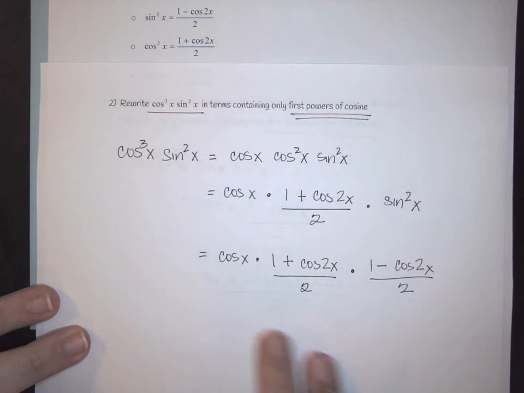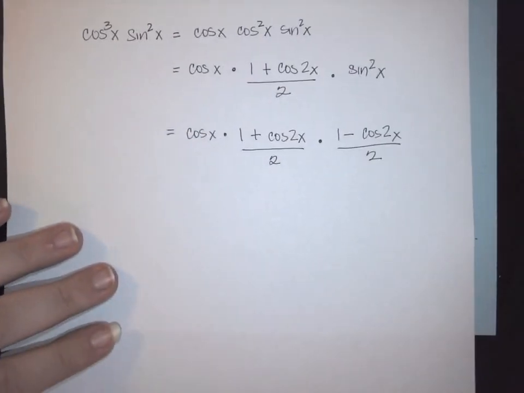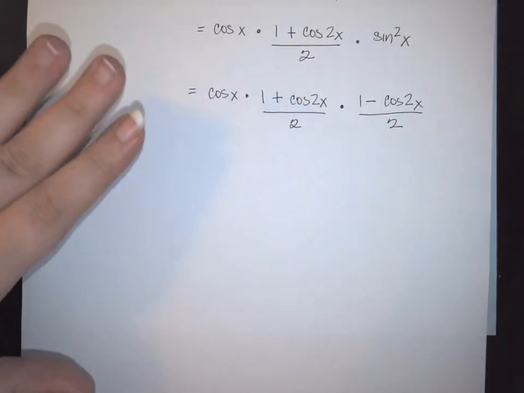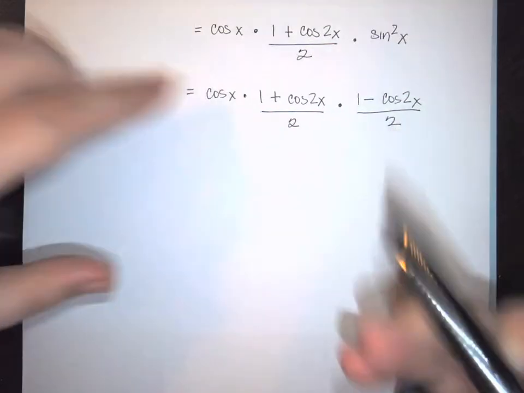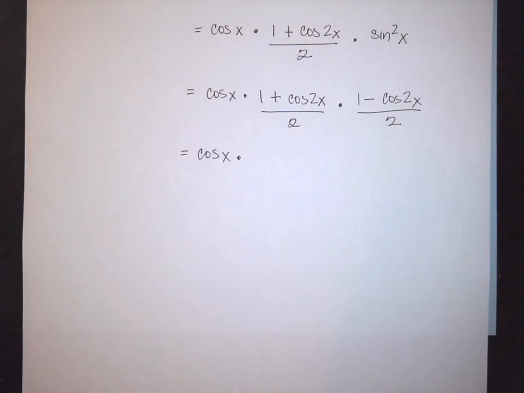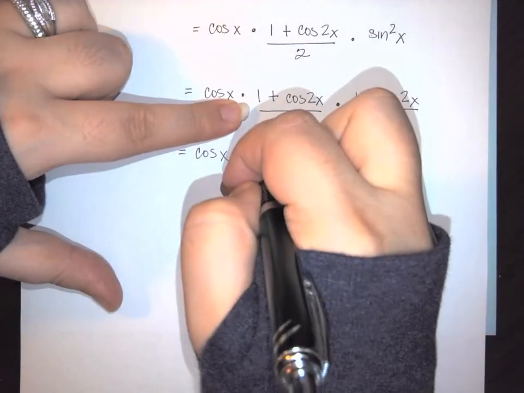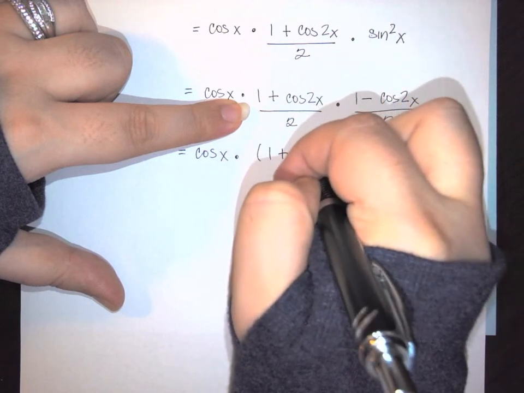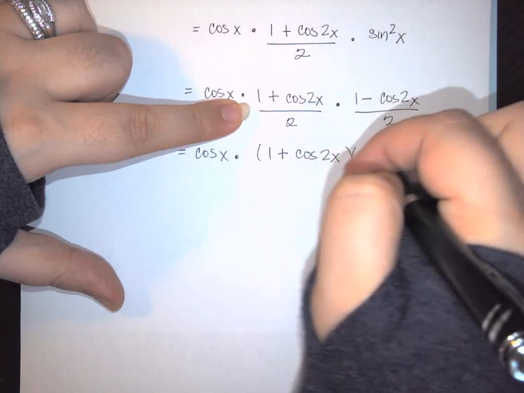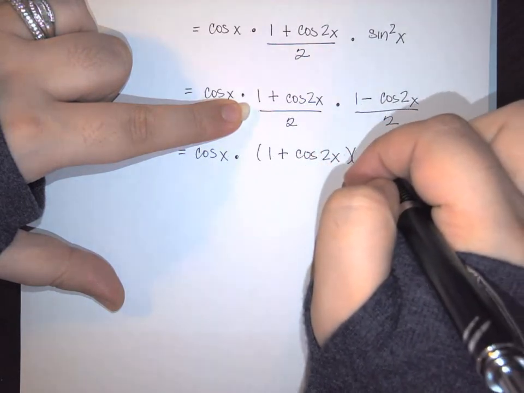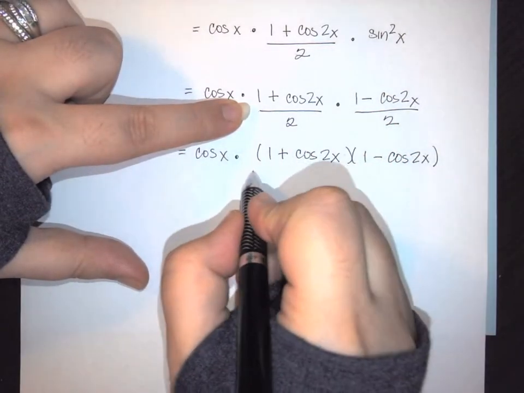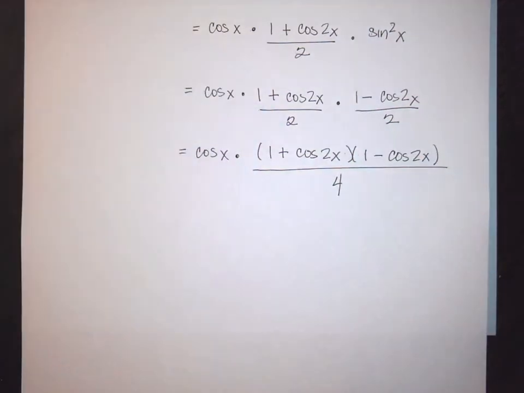Notice I don't have any more powers, and so I'm going to go ahead and start using my algebraic knowledge to make this look a little bit nicer. So the first thing I'm going to do is focus on these two fractions. So here this is going to be the cosine of x still. And I'm going to multiply this by combining these fractions. So I'm going to have 1 plus the cosine of 2x times 1 minus the cosine of 2x. And because this is multiplication, this means the whole thing is now over 4.